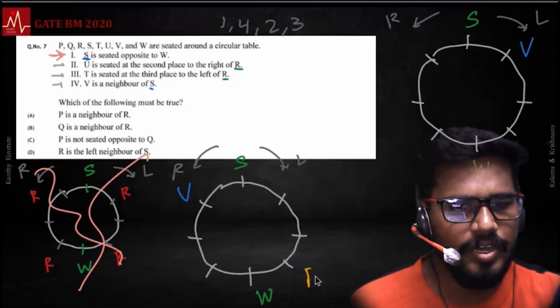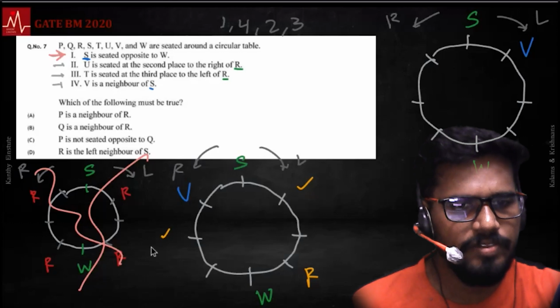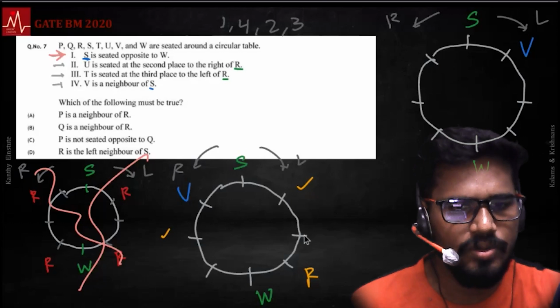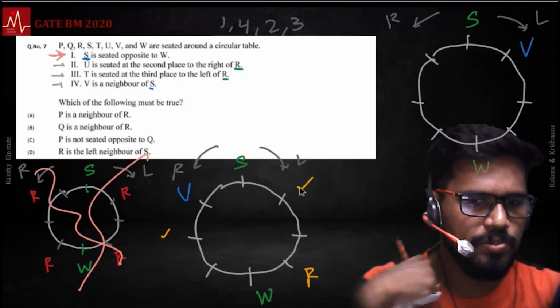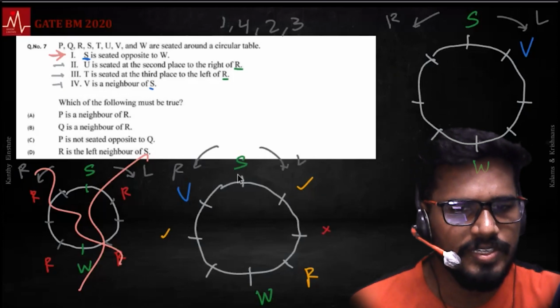Or here. I have two places to the right open. I have two places, three places to the left open. Going clockwise, I have a spot open. Going anti-clockwise, I have a spot open. If R is here, not possible.